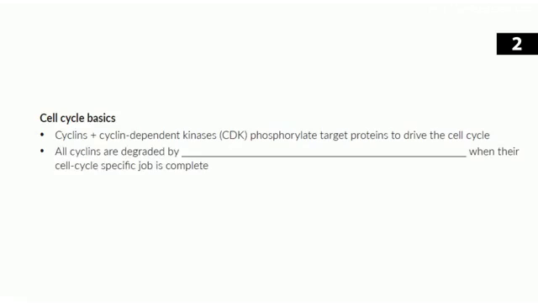All cyclins are degraded by ubiquitin protein ligase when their cell cycle specific job is complete. Ubiquitin is a protein that gets tagged onto other proteins to mark them for destruction. If a protein gets tagged with ubiquitin, that's a signal for this ubiquitin protein ligase to break down that protein. So because of this, ubiquitin is a very important molecule in regulating the cell cycle. You need ubiquitin in order to shut down these cyclins.